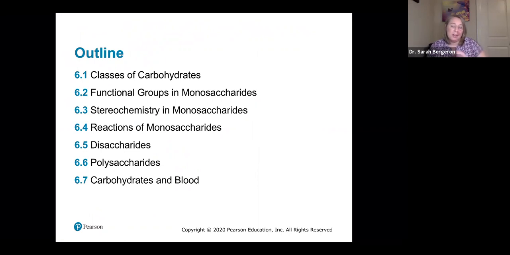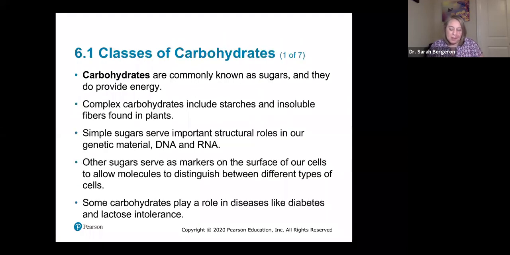We'll talk about stereochemistry, which is really three-dimensional shapes of our carbs. And then we'll talk about how they react and how we form multiple chains like disaccharides and polysaccharides and things like that. And then we'll talk specifically about carbohydrates and our blood. So it's pretty cool. All right, so section 1.